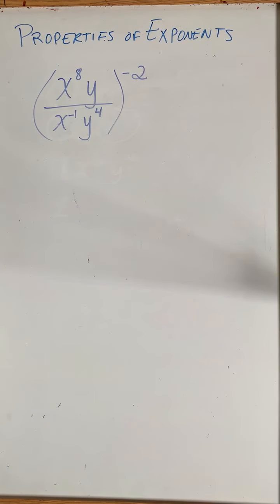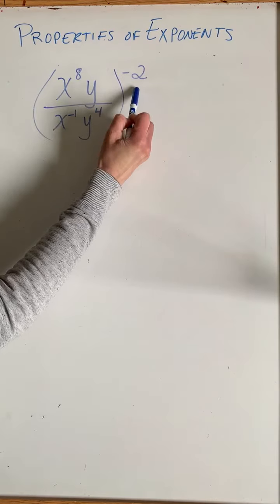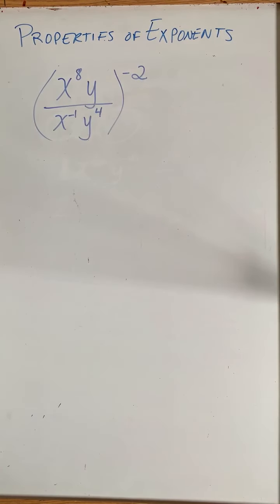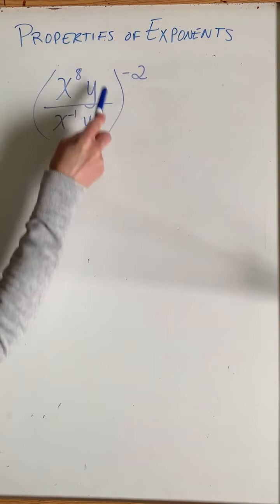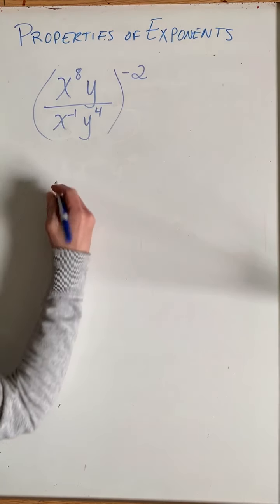Okay, so here we go. Again, more than one way you can do this depending on what you see. Since we're raising a whole fraction to the negative second, we could raise everything inside to the negative second, right? Or we could simplify inside first and then raise it to the negative second. So totally a matter of what you see. I'm going to say that many of you probably wanted to raise everything to the negative second first. So let's just go ahead and do that.